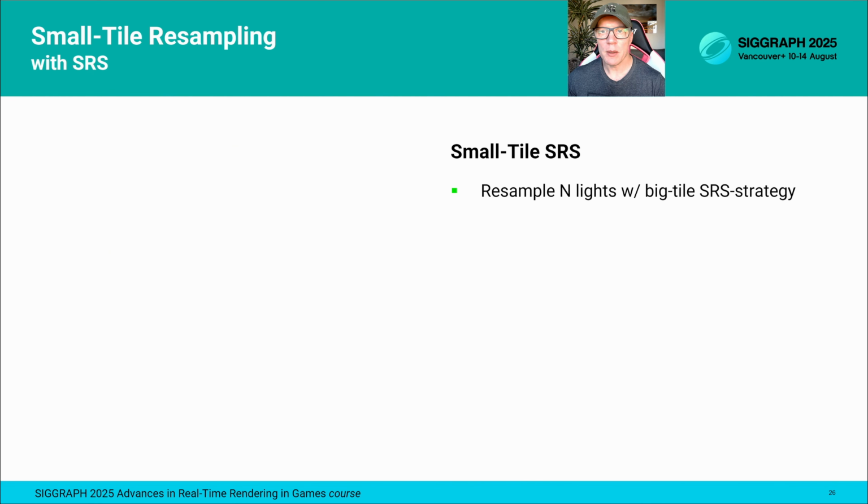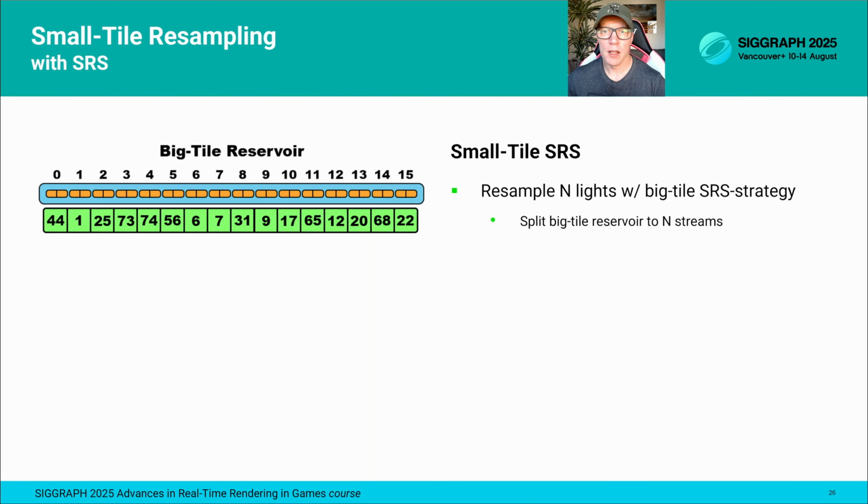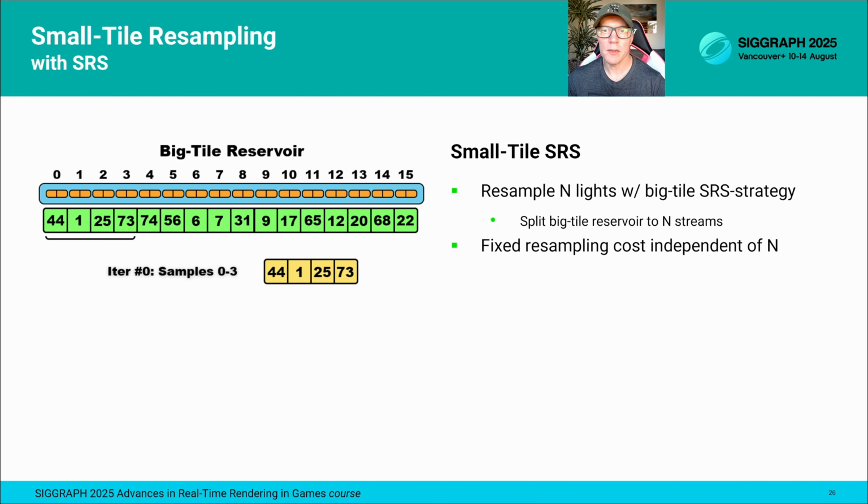For the small tile resampling, we apply the same SRS strategy as in the big tile pass. For the small tile reservoir of n light samples, we split the 16 big tile sample candidates into n independent streams. The resampling cost is independent of n because of the stream splitting. Only the big tile reservoir size and the small tile PDF cost influence the total cost of the pass. Like with the big tile SRS, we start by picking the first n samples from the big tile reservoir for the streams. In this example, we use n equals 4.